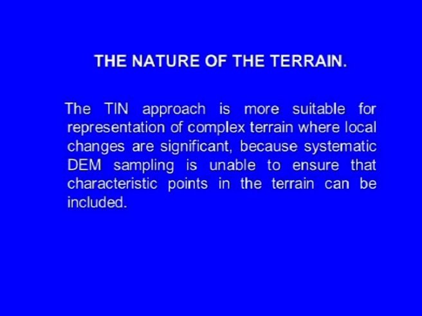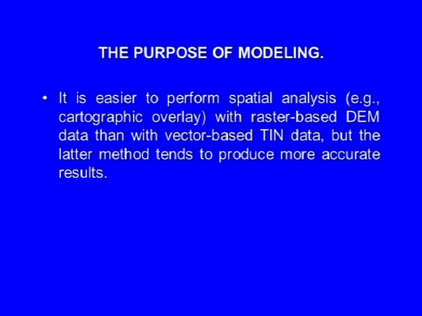First is the nature of the terrain. The TIN approach is more suitable for representation of complex terrains where local changes are significant, because systematic DEM sampling is unable to ensure that characteristic points in the terrain can be included. The next is the purpose of modeling. It is easier to perform spatial analysis, that is cartographic overlay, with raster based DEM data than with vector based TIN data, but the latter method tends to produce more accurate results.